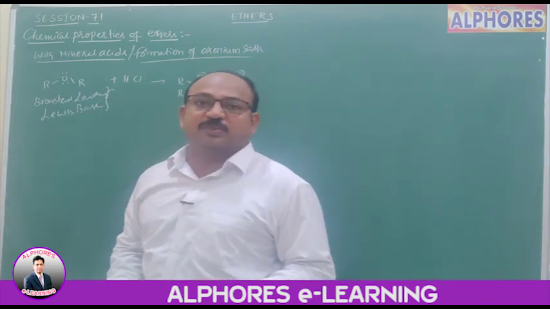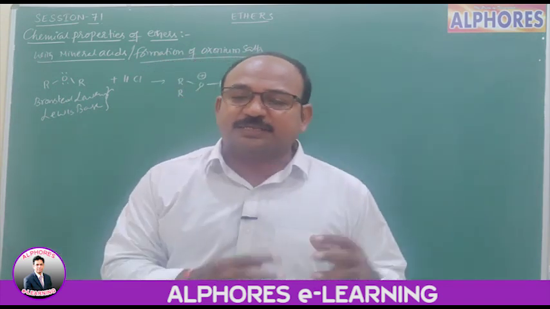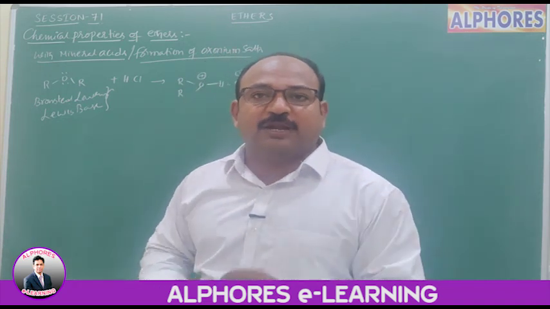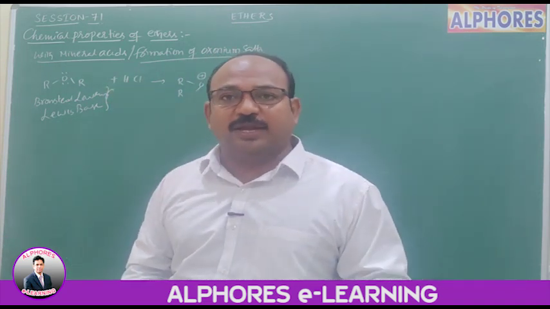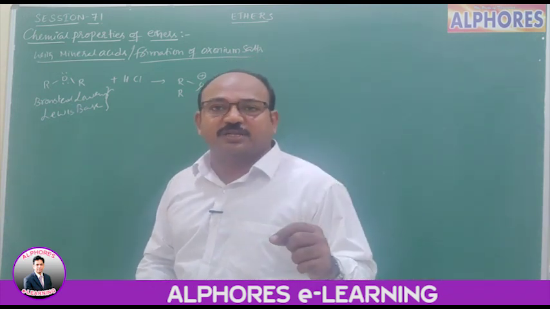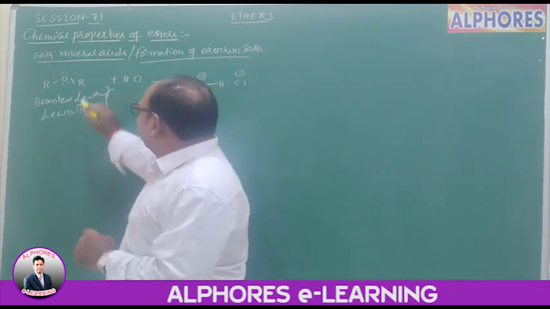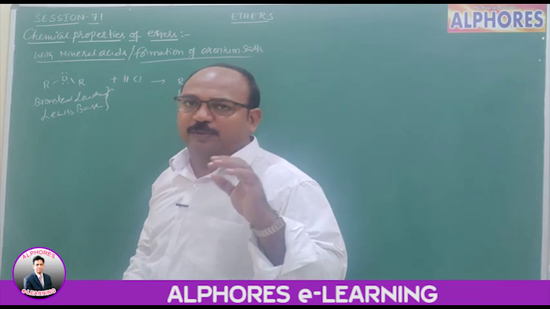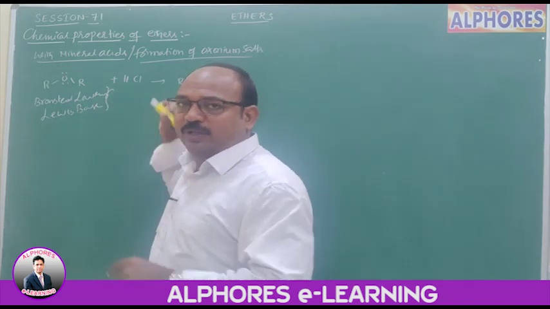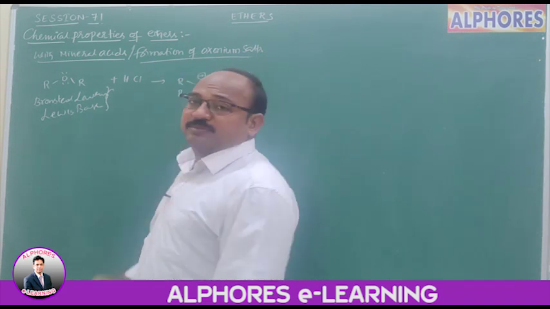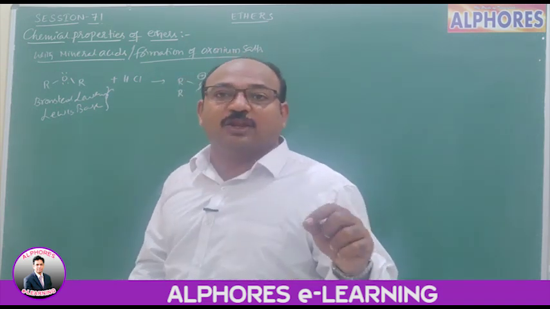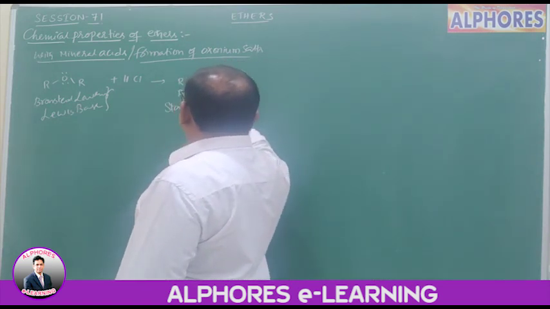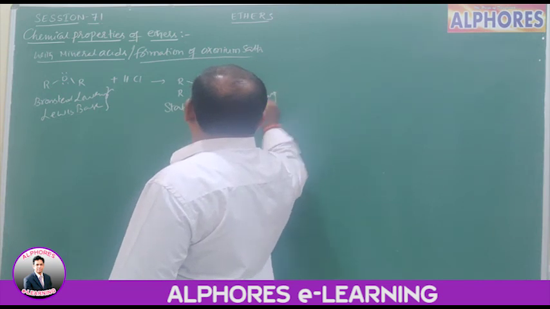Now, ethers upon reaction with HCl give ROR, H plus and Cl minus. First of all, we should remember one point. The tendency to donate the lone pair of electrons is less for ethers containing heavy alkyl groups. Means the more the number of carbon atoms, as we discussed in previous sessions, because of more steric hindrance, it prevents the donation of the electron pair. That's why the tendency to show basic nature also decreases.